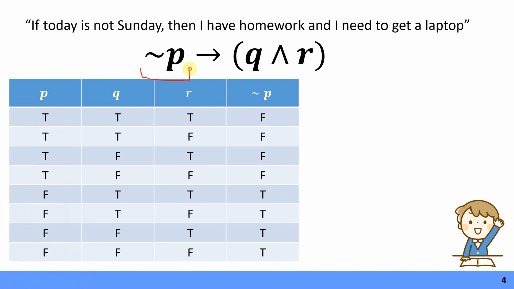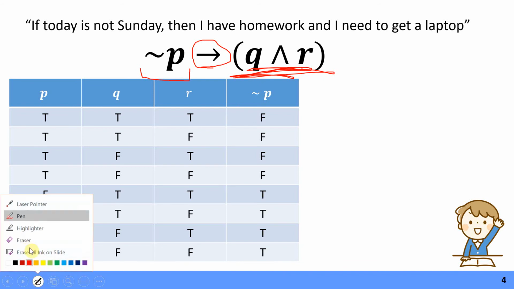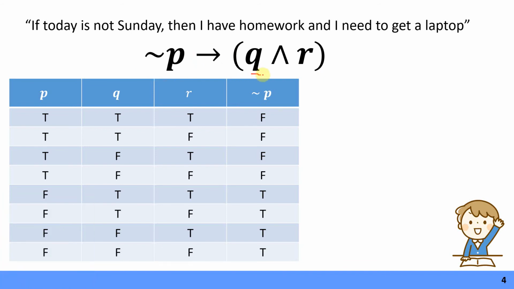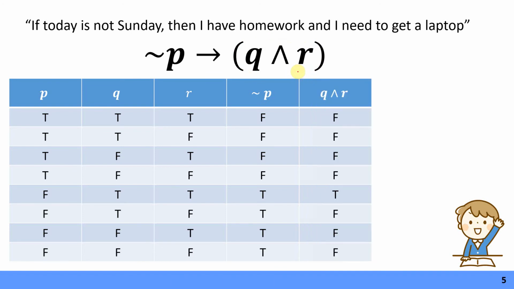I already have a column for this. Now, remember, I cannot tackle this yet because there's stuff over here that I don't have columns for yet. So let's ask ourselves, do we have a column for Q? Yes, we do. Do we have a column for R? We do. So now I can actually tackle this inside the parentheses. That's going to be my next column.